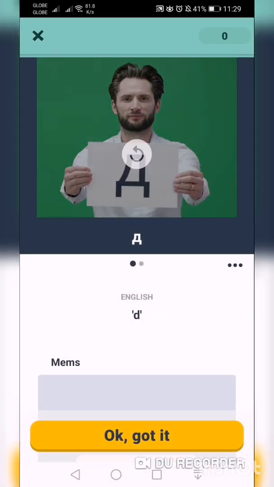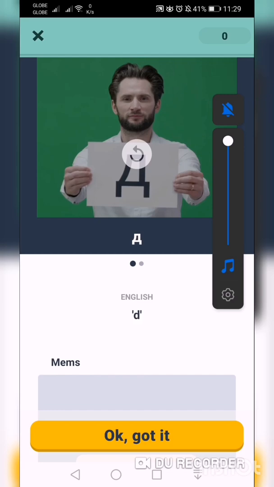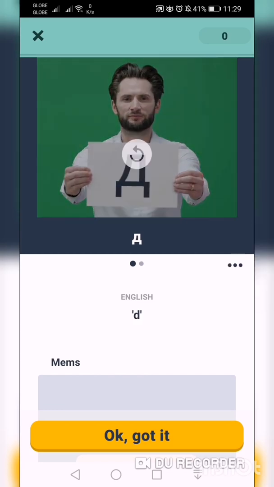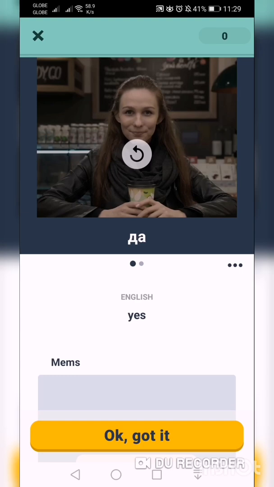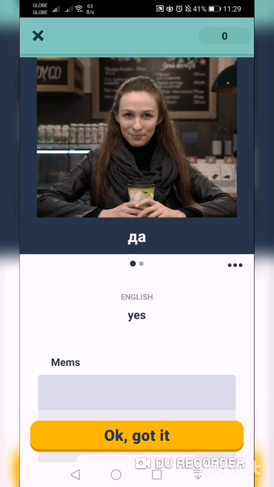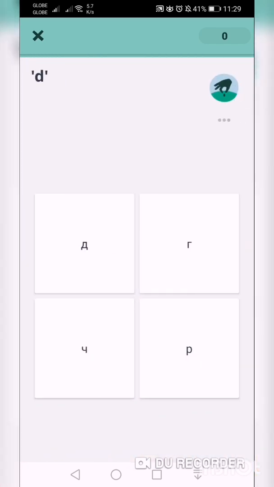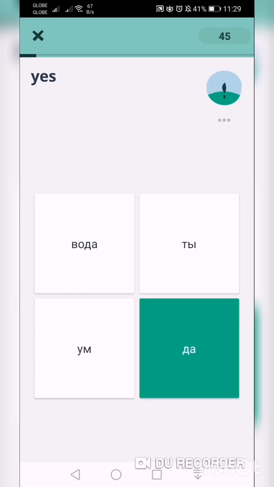D. Let's listen to that again. D. Okay, so that's the D sound. Да. Incidentally, to say yes in Russian, it's da. It's going to be this D symbol right there, or that letter. Yes is da. Да.